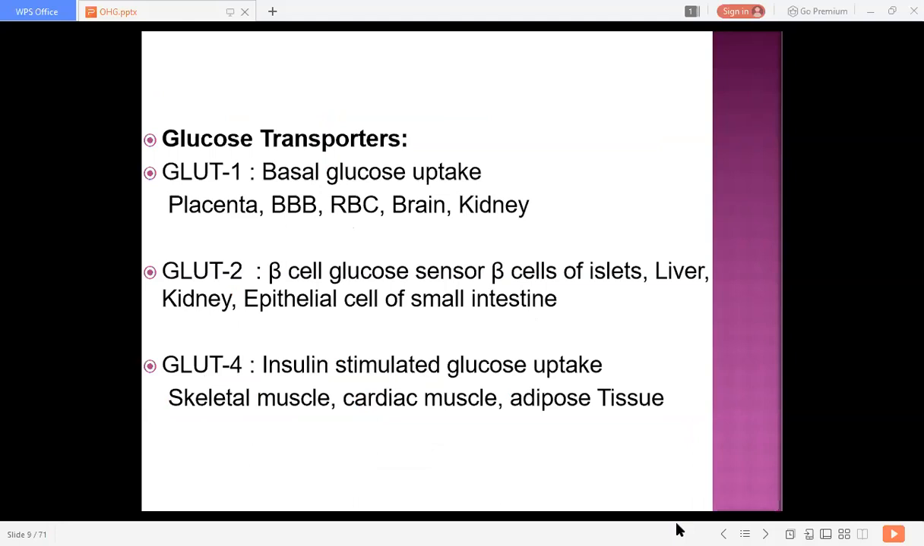Glucose transporters, we have GLUT1, 2 and 4. GLUT1 functions in basal glucose uptake, present in placenta, blood-brain barrier, red blood cell, brain and kidney. GLUT2 is the beta cell glucose sensor, in beta cells of islets, present in liver, kidney, epithelial cell of the small intestine. GLUT4 is insulin stimulated glucose uptake, present in skeletal muscle, cardiac muscle, adipose tissue.